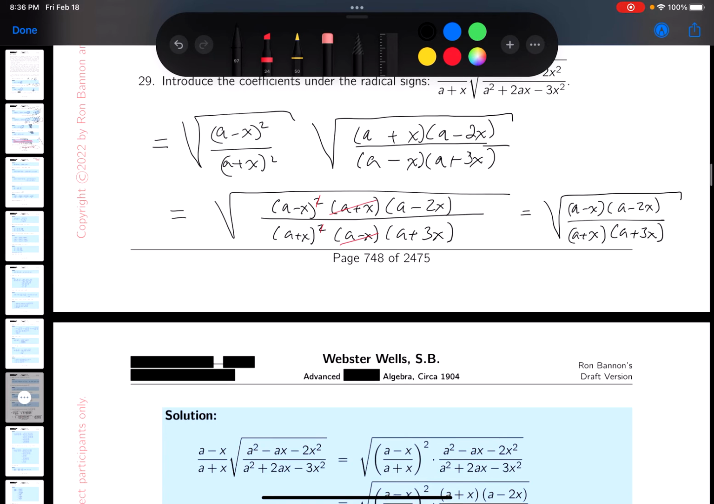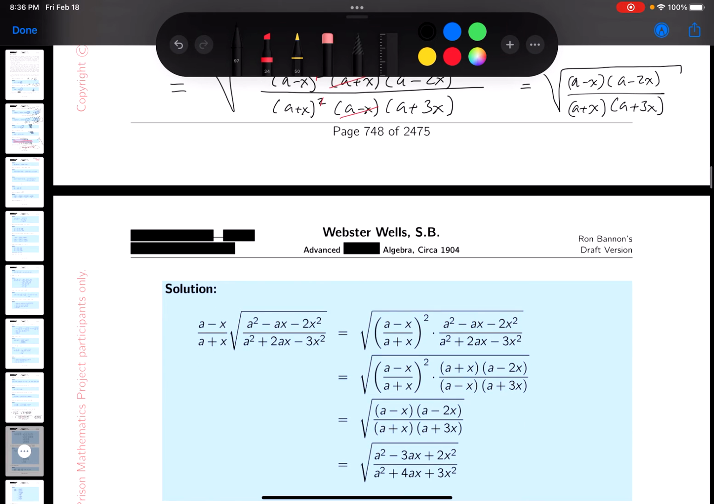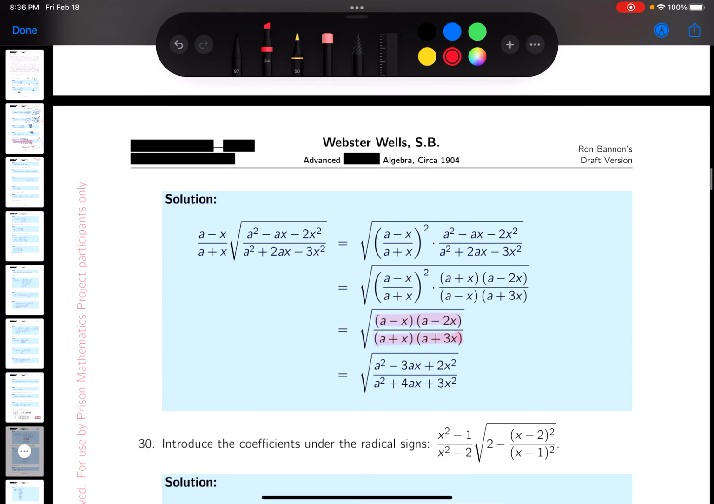All right, now certainly you can multiply it out. Yeah, they do multiply it out, but before I multiply it out, I want to point out I do see this, a minus x, a minus 2x, and I do see this, which is a plus x times a plus 3x. But I do know that they multiplied it out. Does it add value to the problem? Not really, but it's probably something that we should be able to do pretty quickly.